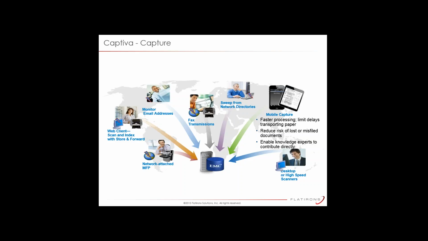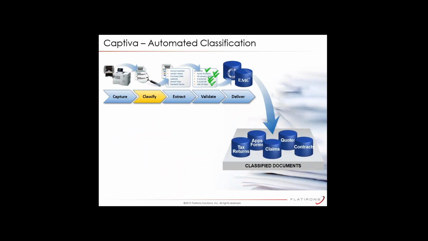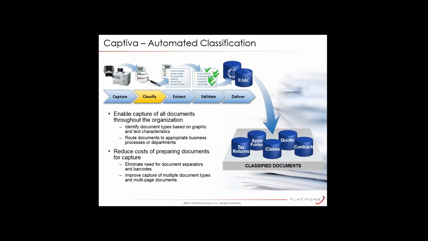You could even have a mobile client, so you could be on the road and take a snapshot of a receipt from your phone and have it automatically brought into the system. So once it's in Captiva, there's a pretty neat set of capabilities. The first capability is the ability to auto-classify that particular newly scanned document.